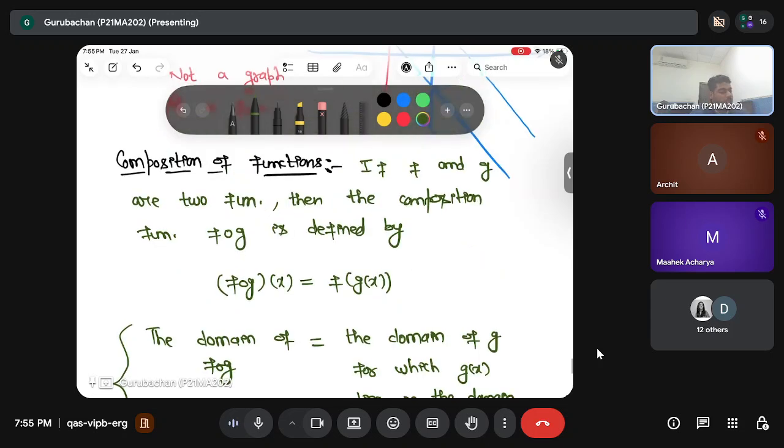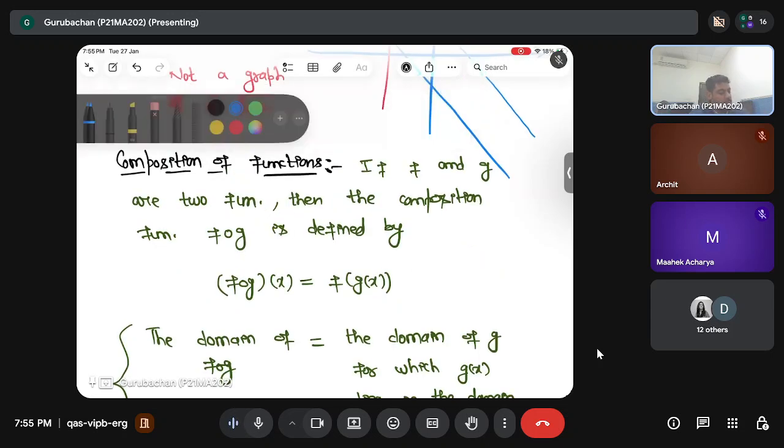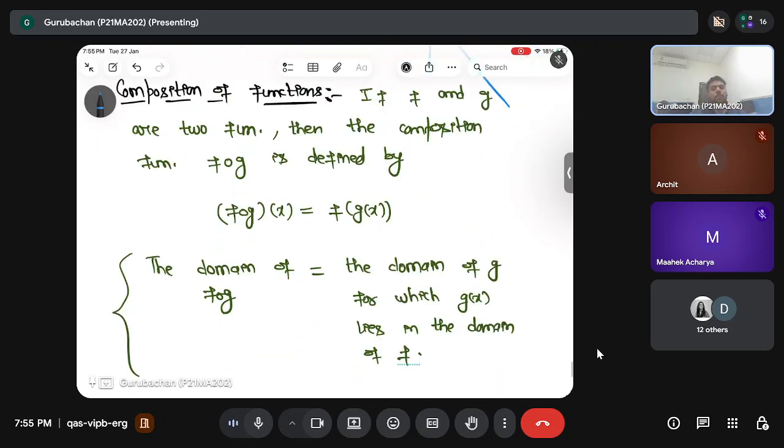The above one you can easily understand: if you compute the composition f o g at x, then g will be applied at x first, then f will be applied. What is the meaning of this? Sir, it means that the range of g must lie in the domain of f. Good.